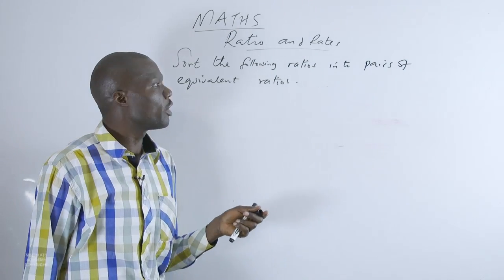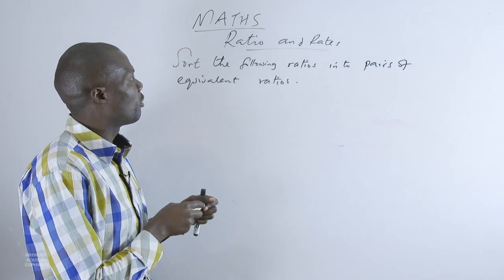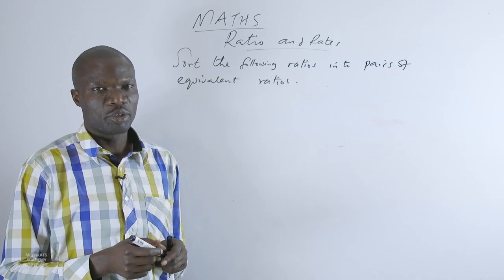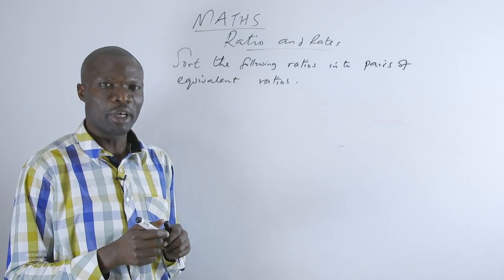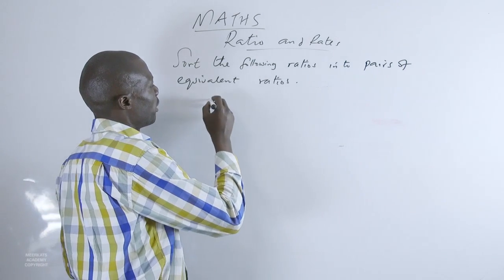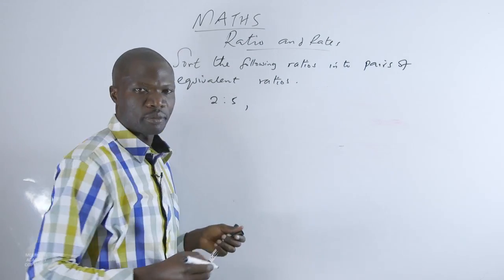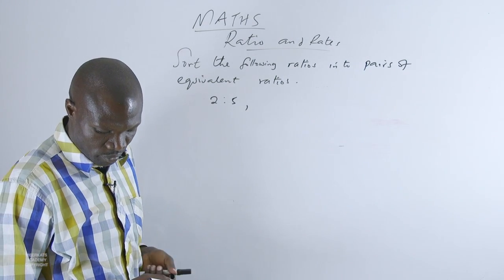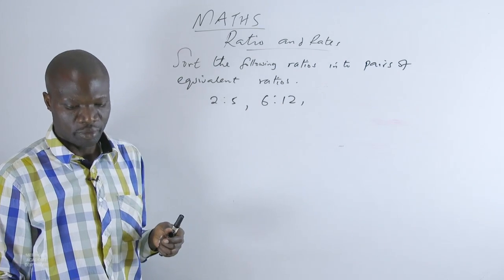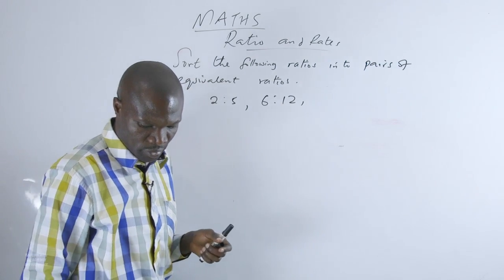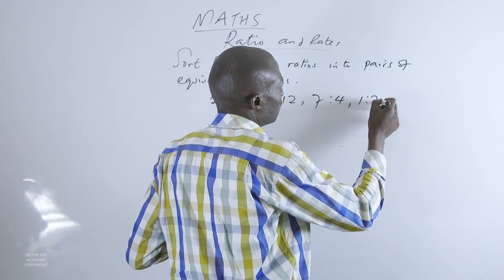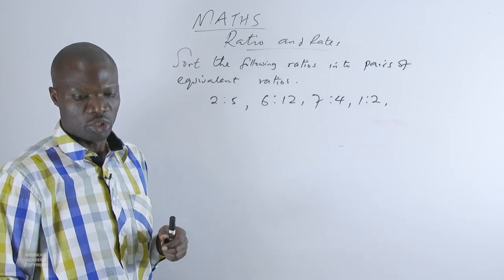Now, sort the following ratios into pairs of equivalent ratio. So we are interested in finding several pairs of equivalent ratio. And we have 2 to 5, 6 to 12, 7 to 4, and 1 to 2.